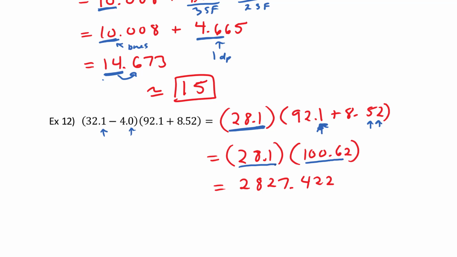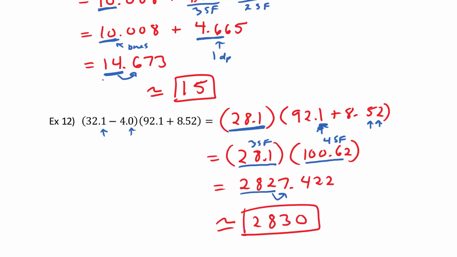Now we're multiplying. This has 3 significant figures. This has 4 significant figures. So we're rounding to 3 significant figures. This gives me 2830. Final answer. These combined calculations can be a challenge. Therefore, there's a large worksheet I have for you at the end of this lecture to practice.